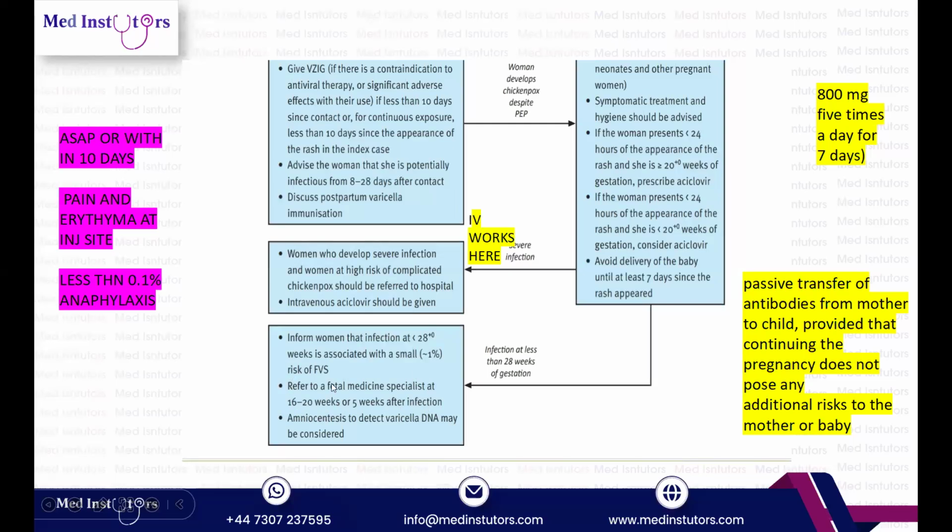Can anyone tell why this time period is important? Why after 5 weeks of infection? Anyone please comment in the chat box.